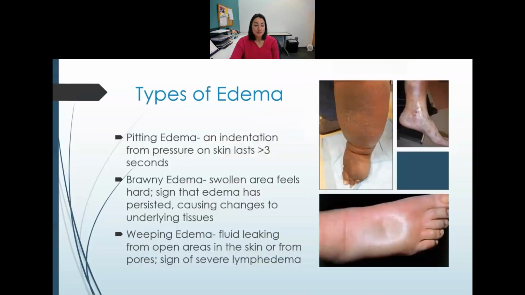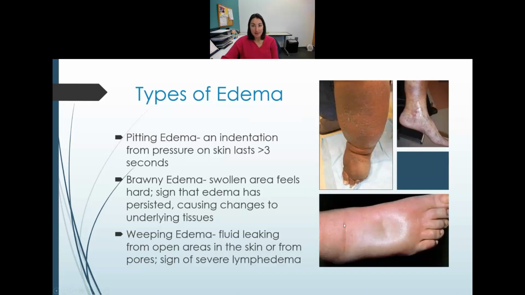Different types of swelling. Pitting edema is where you press on an area and an indentation remains in that area for more than 3 seconds. That is called pitting edema. We do check for that. If it is more than 3 seconds, it's abnormal. If it's less than 3 seconds, it should be normal, and they don't have pitting edema.